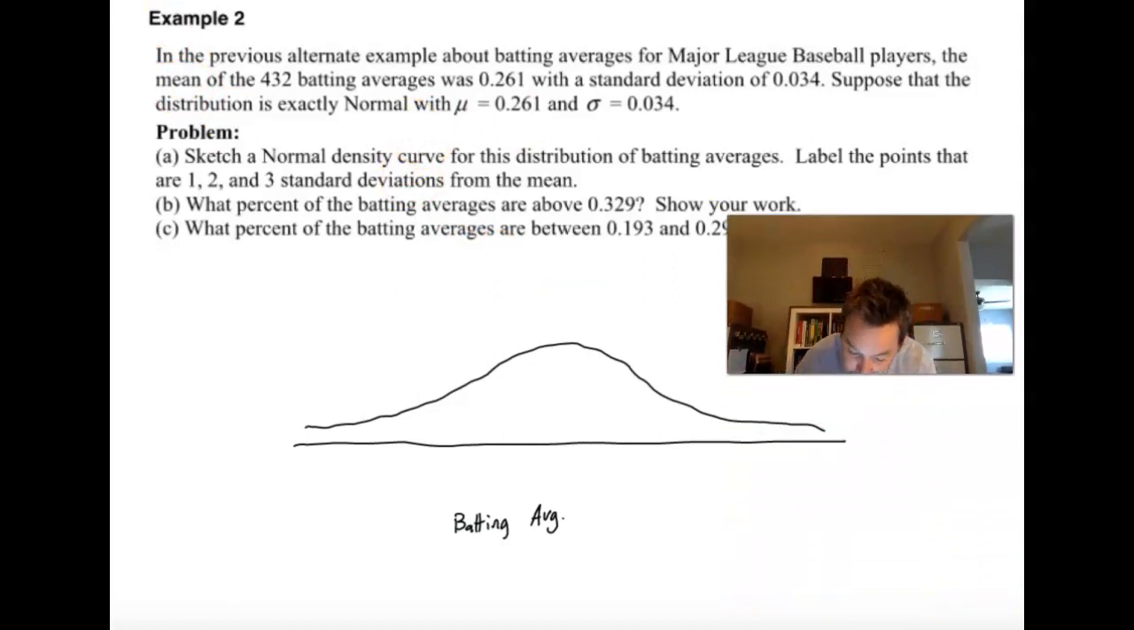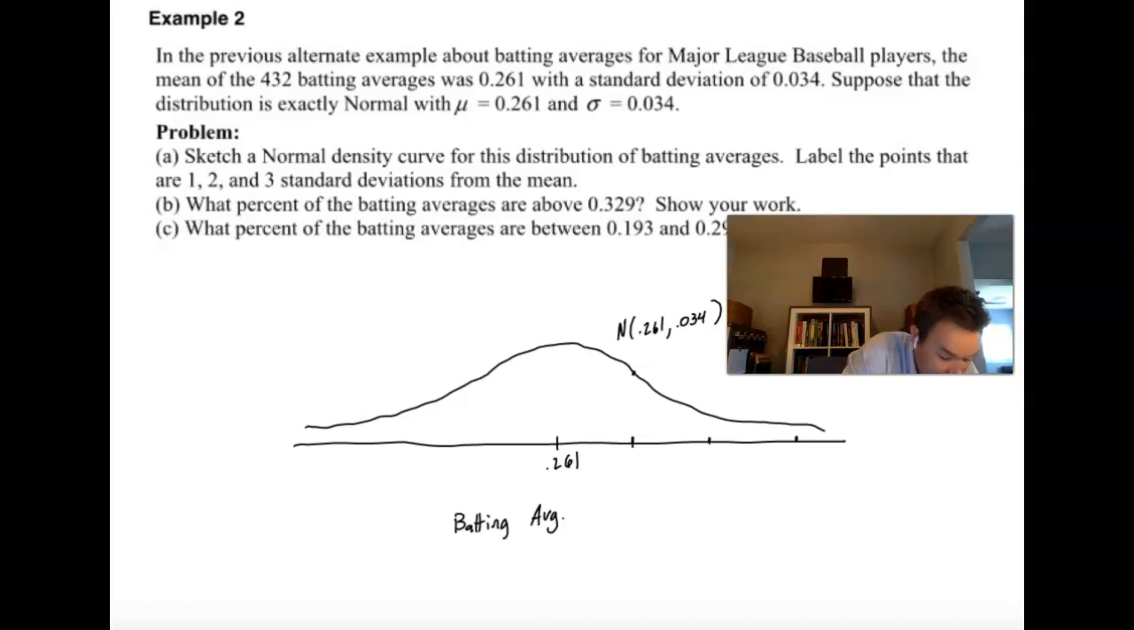All right, so the mean is 0.261. Normal, we have a mean of 0.261. We have a standard deviation of... all right, we want to kind of eyeball where that point of inflection is. Right about there. There's my standard deviation. 2 standard deviations. 3 standard deviations. So I'm going to just add that standard deviation of 0.034.